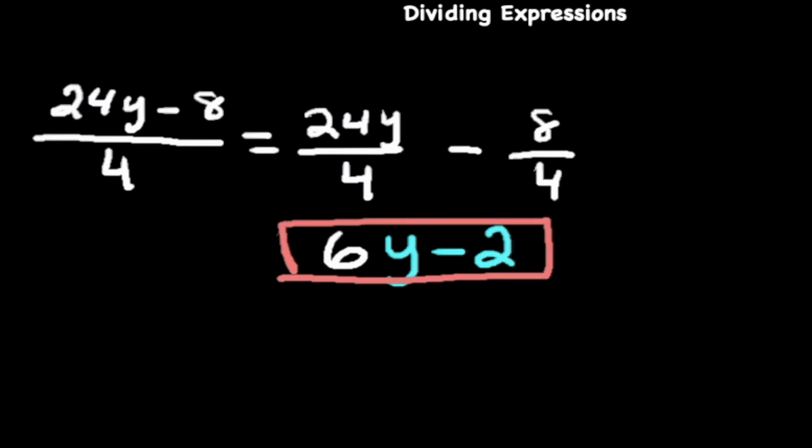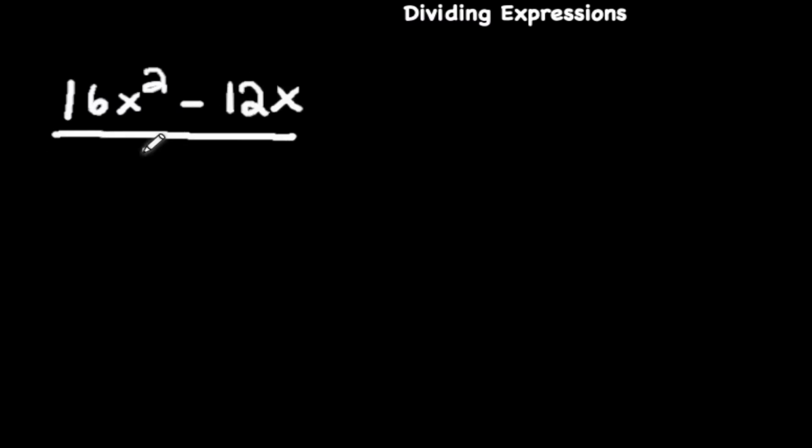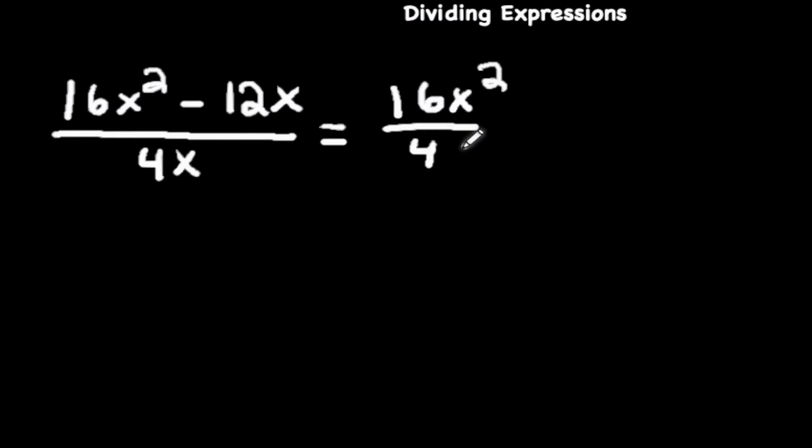Okay, so wipe this out, go over another one. So what if you're given something like 16x squared minus 12x, and that's divided by 4x. So let's separate each term and divide it by its divisor of 4x. So 16x squared divided by 4x minus 12x divided by 4x.